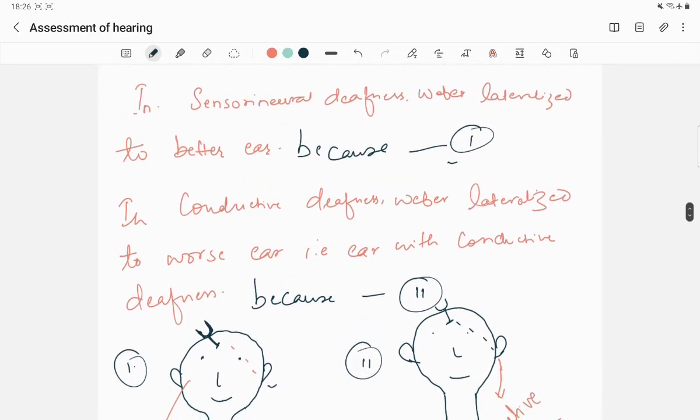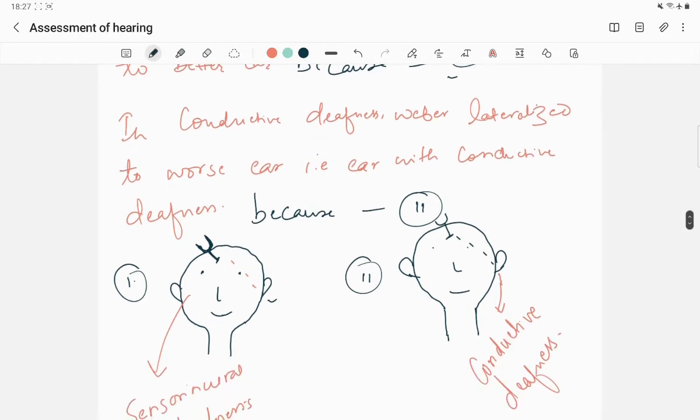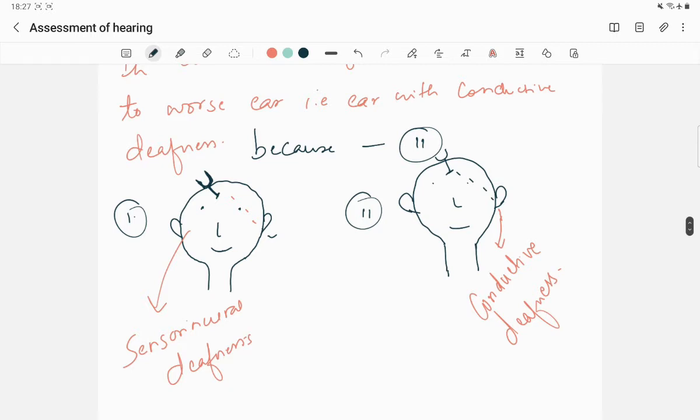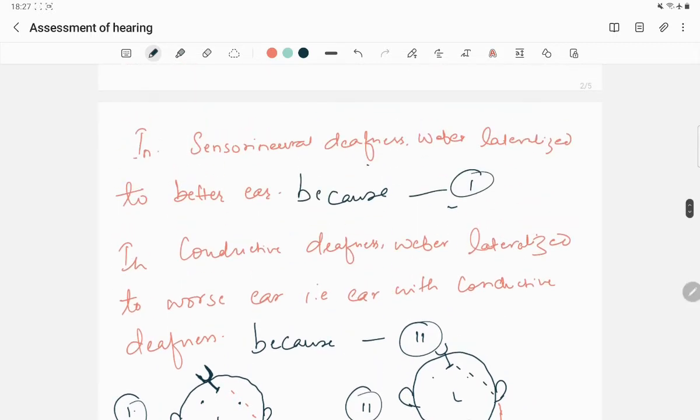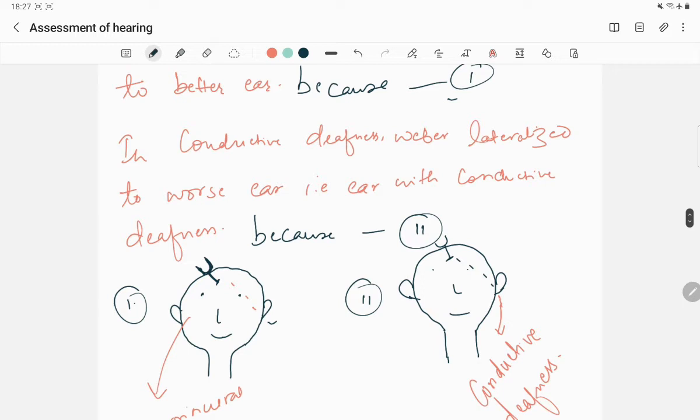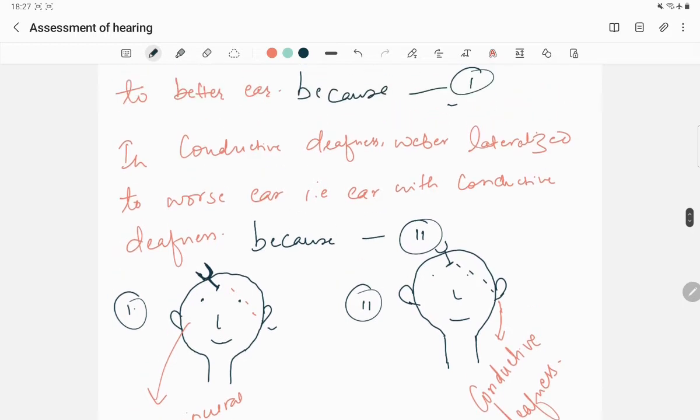Okay, first we know whether it is sensory neural or conductive deafness via the Rinne test. Now, if the sound is being lateralized to one particular ear, then we know that the problem is in that ear or the other ear. As in this example, we know it is a case of sensory neural deafness and sound is being lateralized to the left side. So there is a problem in his right ear.